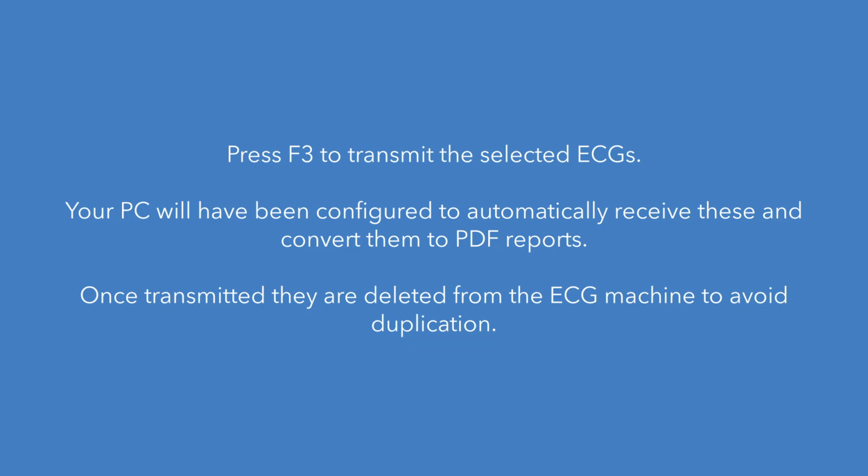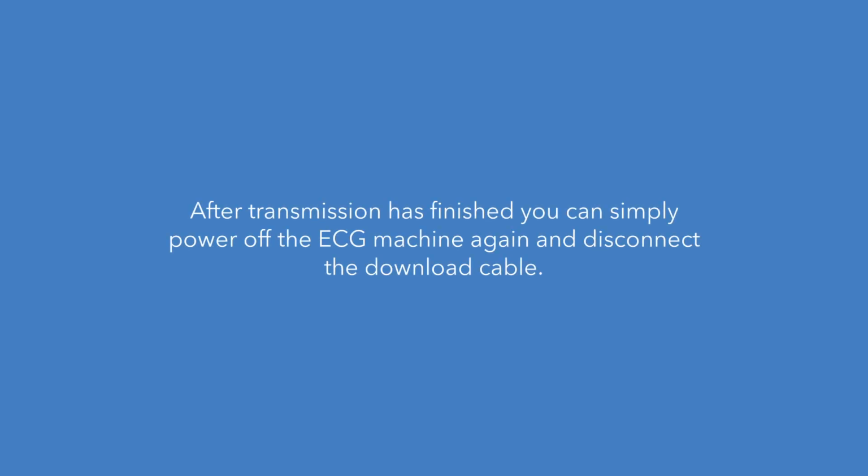Your PC will have been configured to automatically receive these and convert them to PDF reports. Once transmitted, they are deleted from the ECG machine to avoid duplication. After transmission has finished, you can simply power off the ECG machine again and disconnect the download cable.